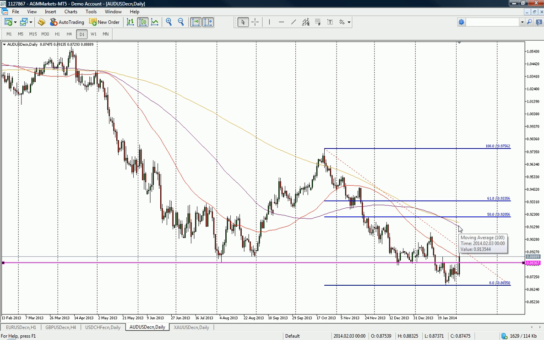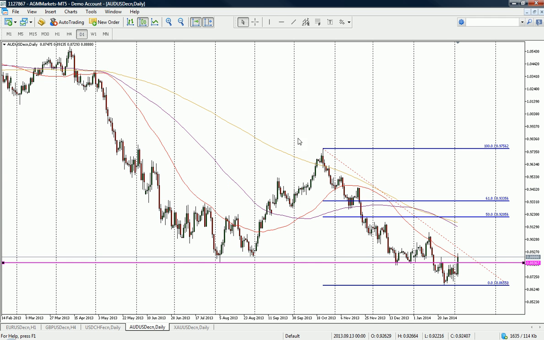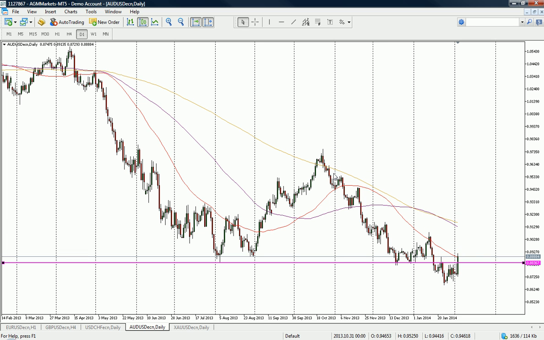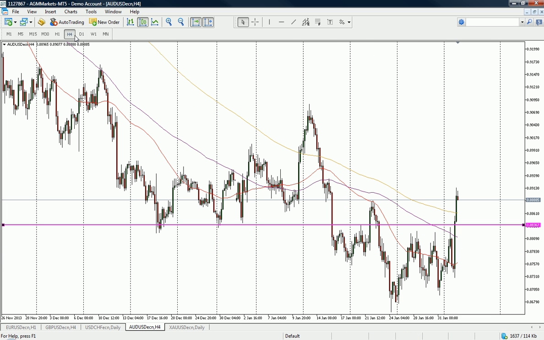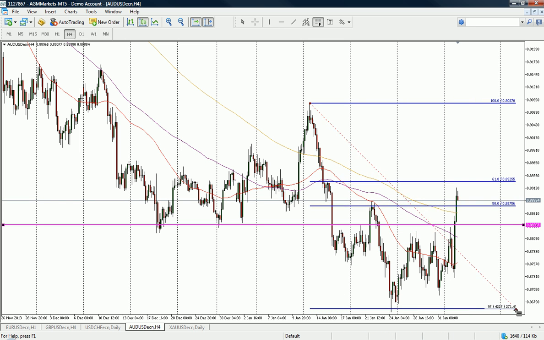And then of course your 100 and 200 day moving averages around that level as well. So in terms of the daily chart, that is the focus. And if we move down towards the time frames, I'm just going to delete that fib to clear up the chart a bit. In terms of the 4 hour, it is all about this setup here.